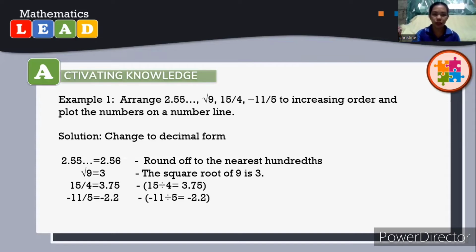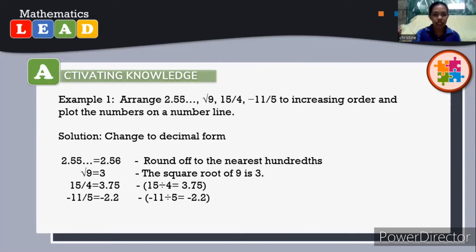Arrange 2.55, square root of 9, 15/4, and negative 11/5 in increasing order, and plot the numbers on a number line. The first thing we need to do is change them to decimal form. So 2.55 will be 2.56 because we round off to the nearest hundredths, and square root of 9 will be 3 because the square root of 9 is 3. And 15/4 will be 3.75 because when we divide them, it will be 3.75. And negative 11/5 will be negative 2.2.